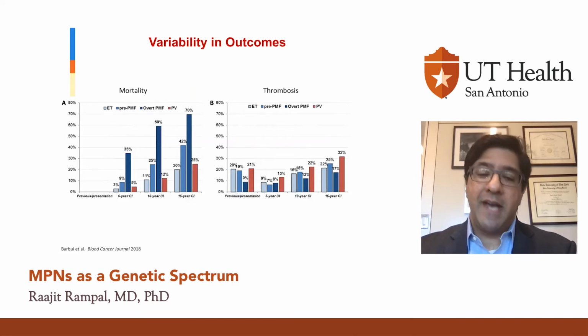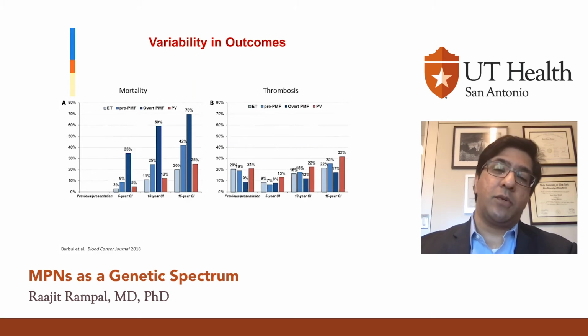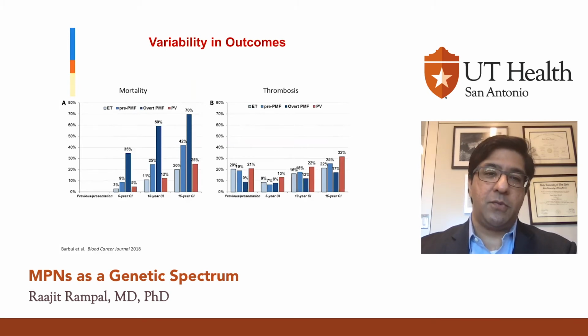If we look at mortality as an example, at 15 years, the cumulative incidence of mortality is certainly higher in patients with overt myelofibrosis and prefibrotic myelofibrosis, and lower in ET and PV patients, whereas thrombosis seems to be the more prevalent issue with patients with polycythemia vera and essential thrombocythemia as compared to patients with MF or prefibrotic MF.